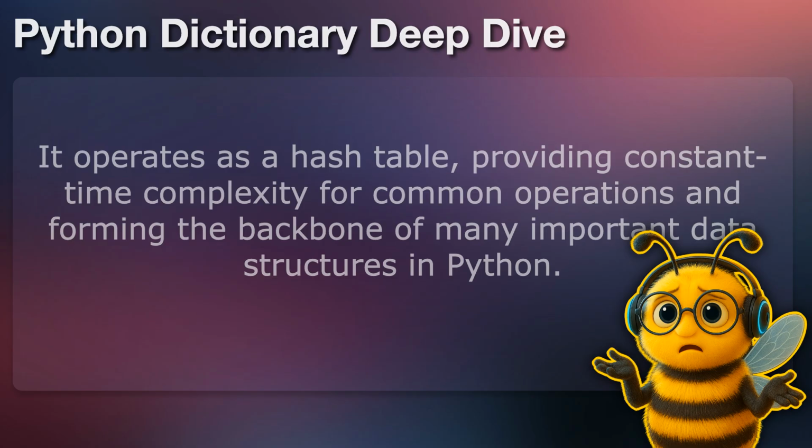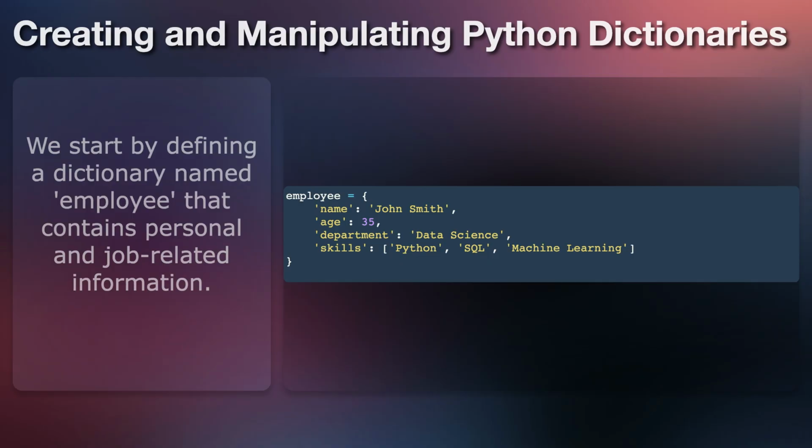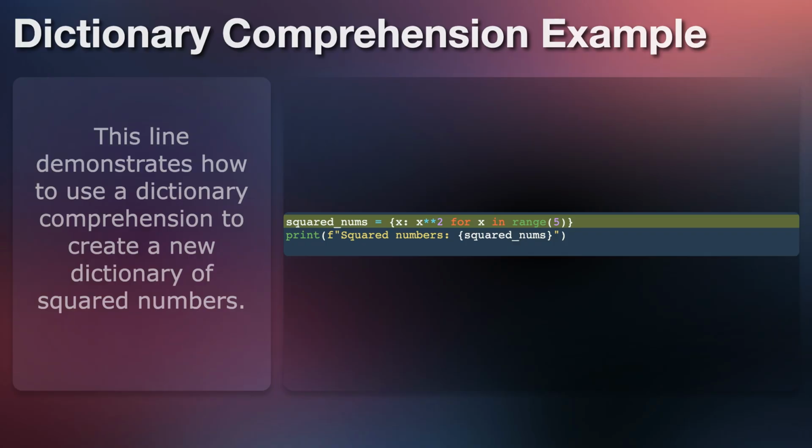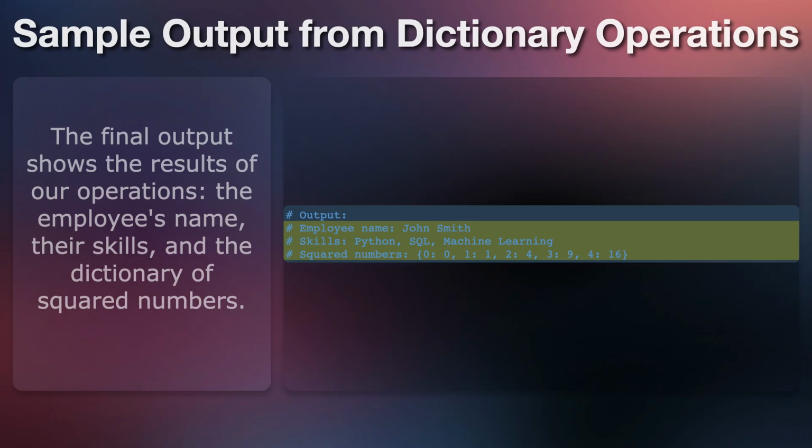data structures in Python. We start by defining a dictionary named employee that contains personal and job-related information. Here, we print the employee's name and their skills, and then add a new key value pair for years of experience. This line demonstrates how to use a dictionary comprehension to create a new dictionary of squared numbers. The final output shows the results of our operations, the employee's name, their skills, and the dictionary of squared numbers.